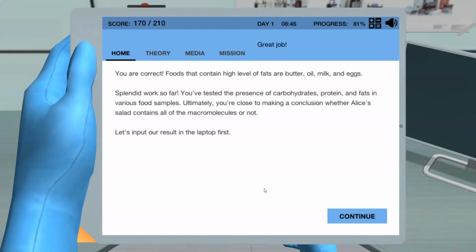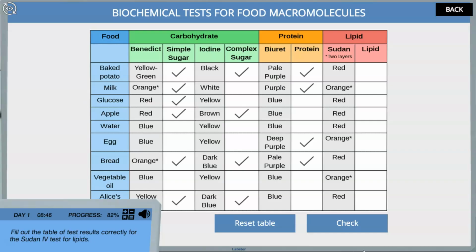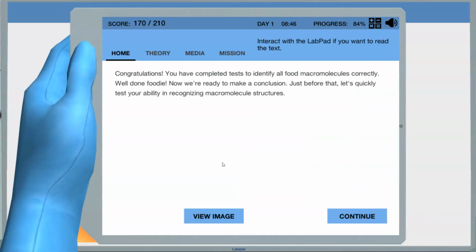Let's input our result in the laptop first. Fill out the table of test results correctly for the Sudan 4 test for lipids. Congratulations! You have completed tests to identify all food macromolecules correctly. Well done, foodie. Now we're ready to make a conclusion. Just before that, let's quickly test your ability in recognizing macromolecule structures.